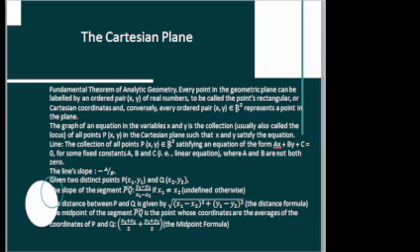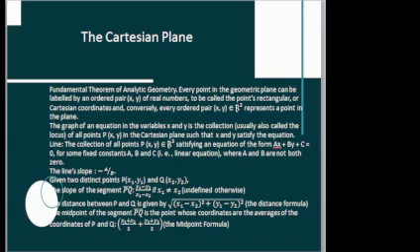It says here that every point in the geometric plane can be labeled by an ordered pair, x and y, of real numbers, to be called the point's rectangular or Cartesian coordinates, and conversely, every ordered pair, x and y, an element of R squared, represents a point in the plane.